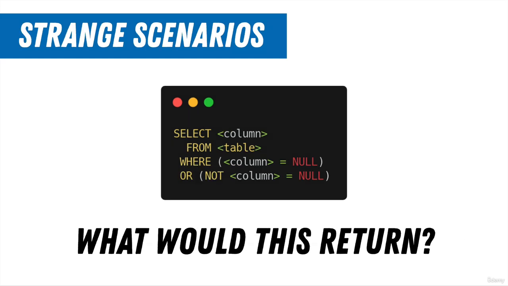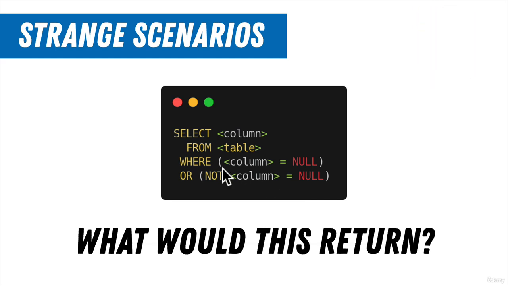So now let's get into some real strange scenarios, because the previous ones, although I called them strange, we basically all already knew what was going to happen because we looked at null coalescing and we understand how nulls work. But here, select column from table where (column equal to null or not column equal to null). Well, what would this return? Pause the video here and think about it.